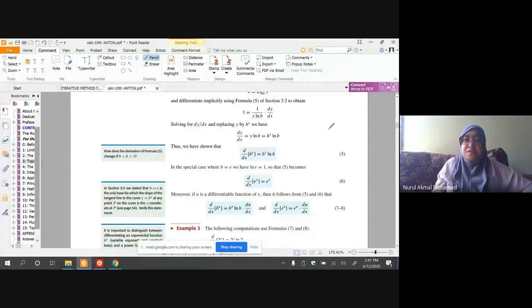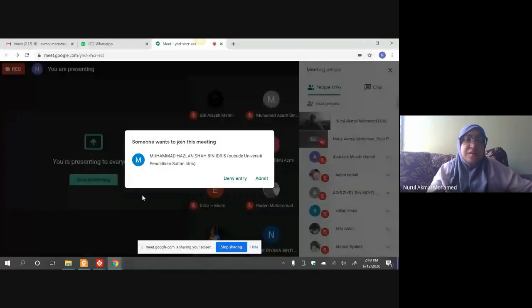If we substitute here, if we write here, this one is equal to e to the power of x times ln e. But then ln e is equal to 1. So that's why we will get the derivative of e to the power of x is itself.